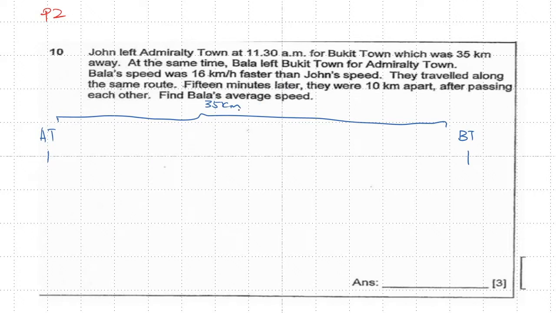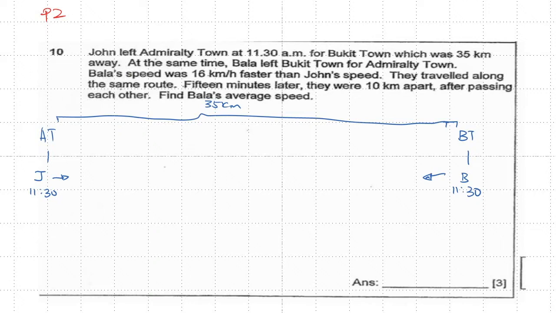And then at the same time, okay, John, not Jane. At 11:30, he left this place for Bedok town, which is 35 kilometer away. So until here, you're familiar. At the same time, this guy, Bala, left this place at 11:30 for Admiralty town. So the speed of Bala is 16 kilometer per hour faster than John.